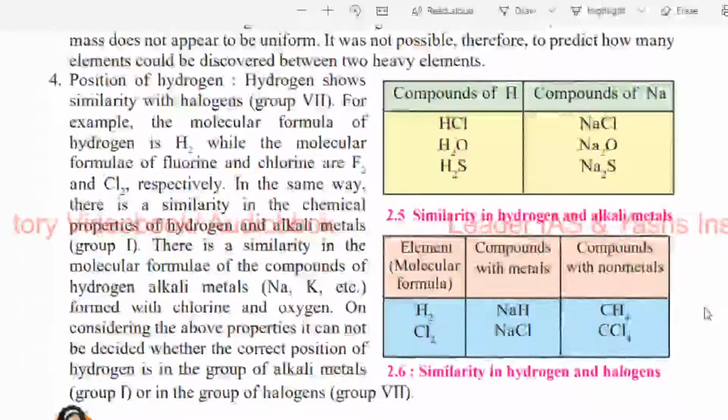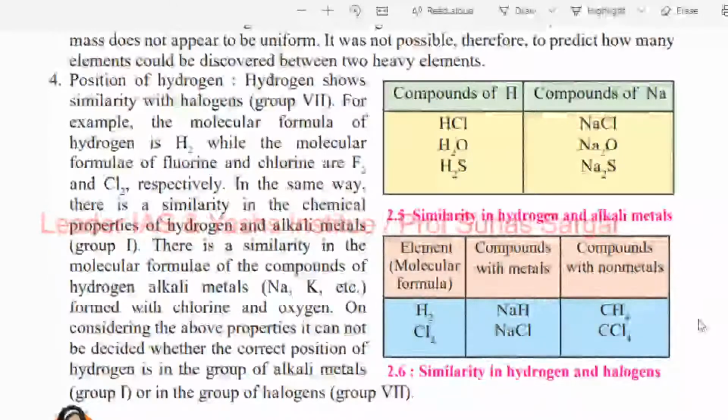See the chart, similarity in hydrogen and alkali metals. The compounds of hydrogen and the compounds of sodium. Compounds of hydrogen include HCl, H2O, H2S, while the compounds of sodium include NaCl, Na2O and Na2S, meaning sodium chloride, disodium oxide and disodium sulfide.